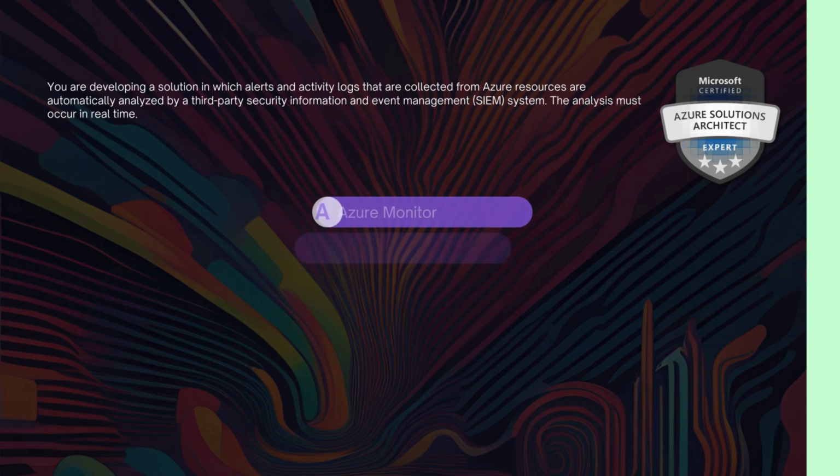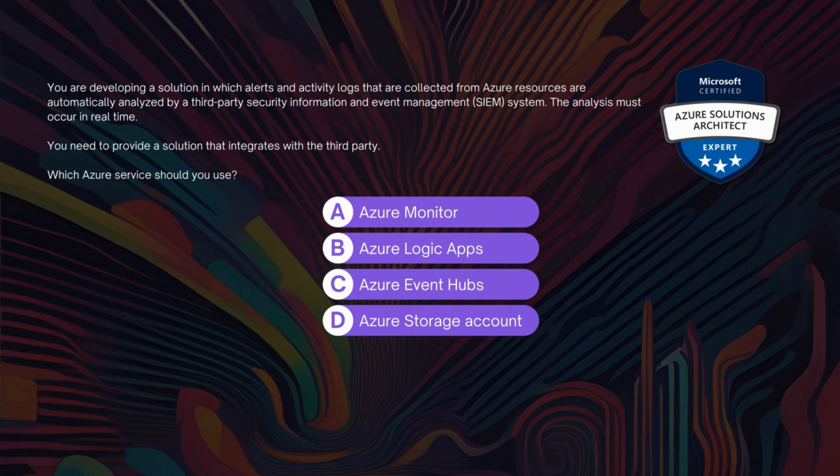You are developing a solution in which alerts and activity logs that are collected from Azure resources are automatically analyzed by a third-party security information and event management (SIEM) system. The analysis must occur in real time. You need to provide a solution that integrates with the third party. Which Azure service should you use? Letter A, Azure Monitor. Letter B, Azure Event Hubs. Letter C, Azure Log Analytics. Or letter D, Azure Storage Account.